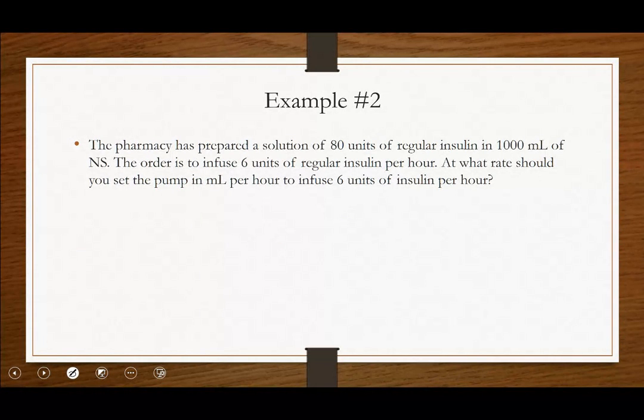Example number two, we have a pharmacy with another solution of, in this case, 80 units regular insulin and 1,000 milliliters of normal saline. The order is to infuse 6 units of regular insulin per hour. And again, we're asked, what is the rate at which we should set the pump? So the number of milliliters per hour, again, is our desired units.